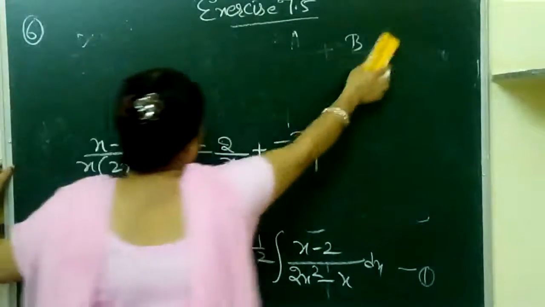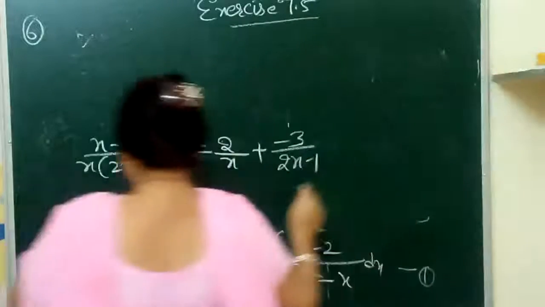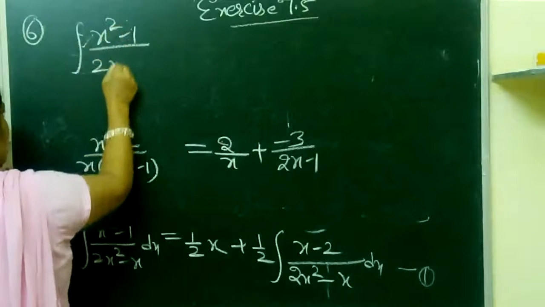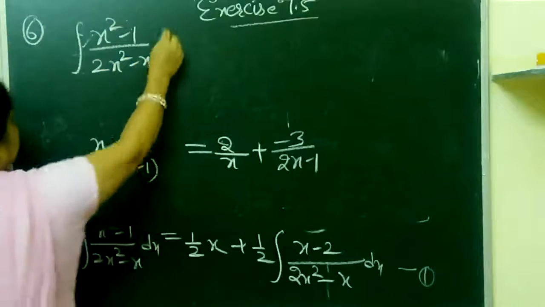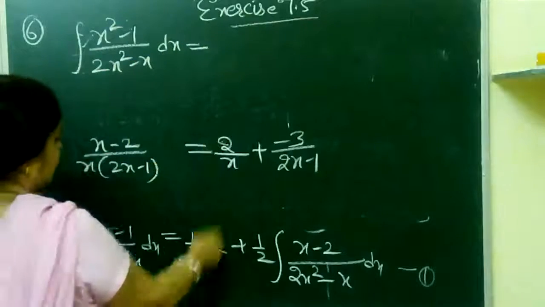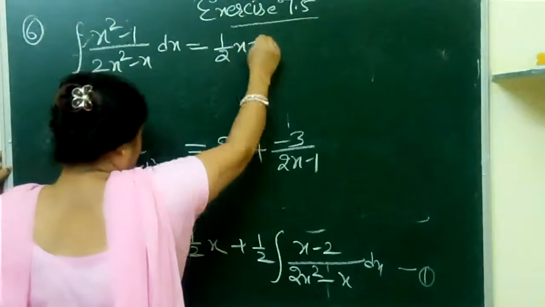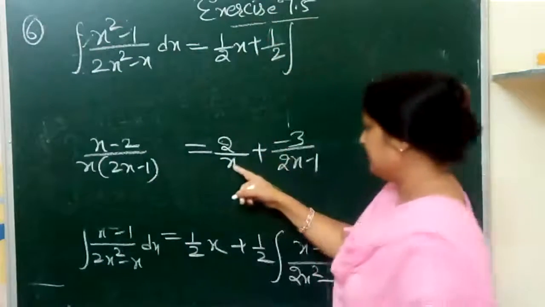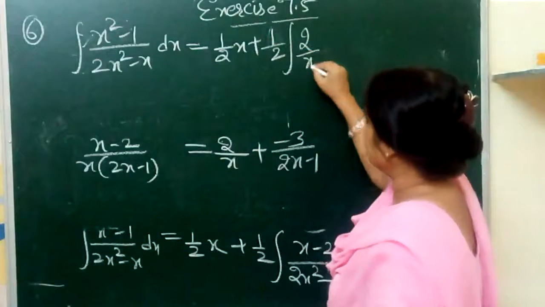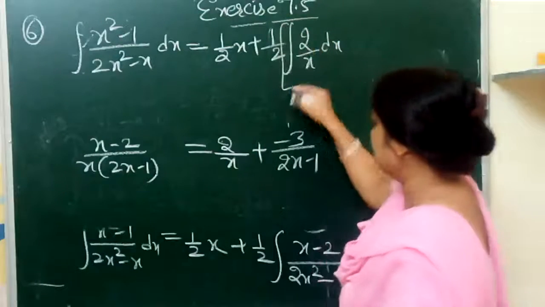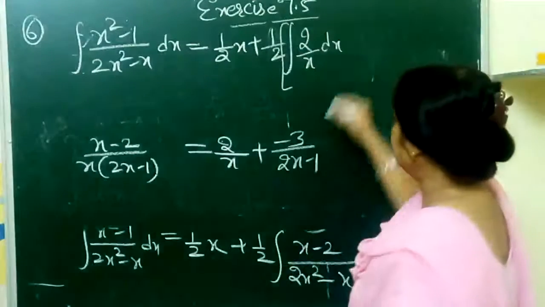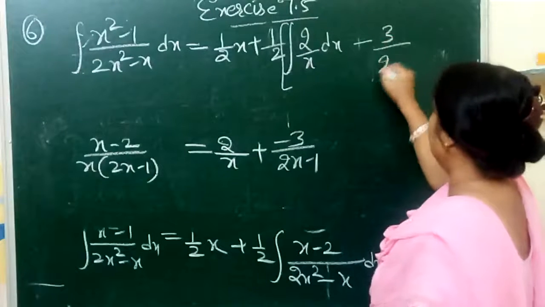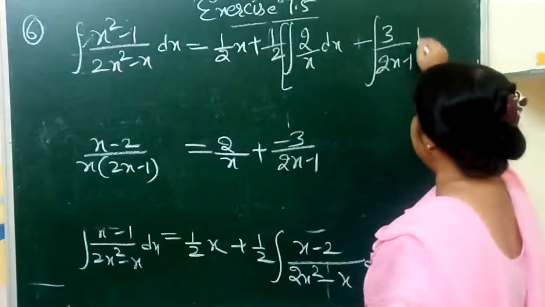You can see the equation here, equation 1. That is this one. It will come integration of (x square minus 1) upon (2x square minus x) dx. That is equal to 1 by 2x plus integration half of, what was the first term, 2 upon x dx. 1 by 2 is outside because here it is 1 by 2. Then this term, plus minus, you can write here minus 3 upon (2x minus 1) integration dx.